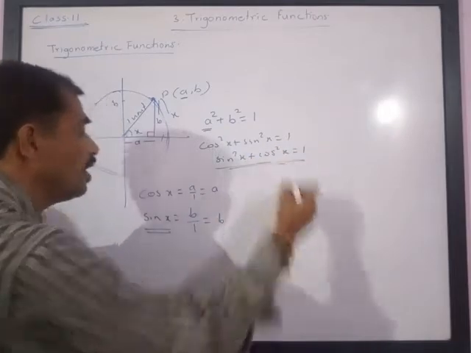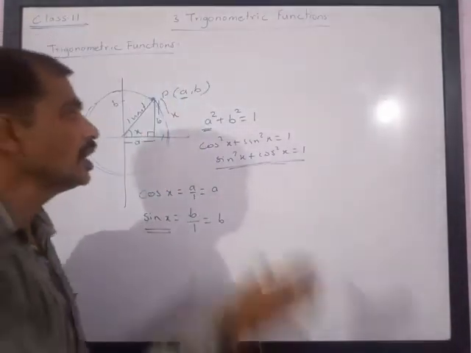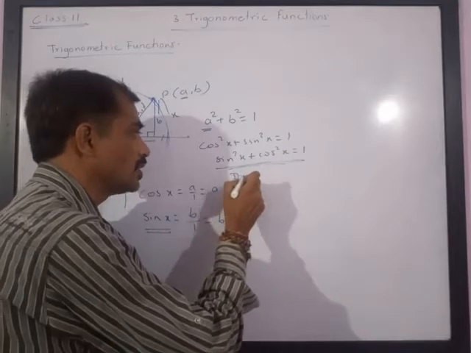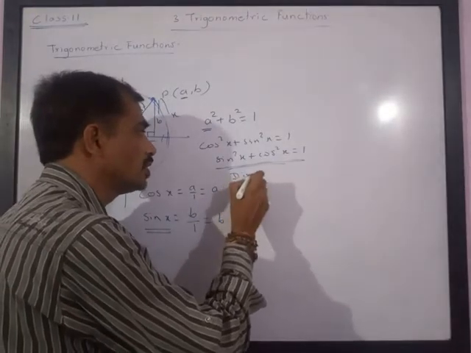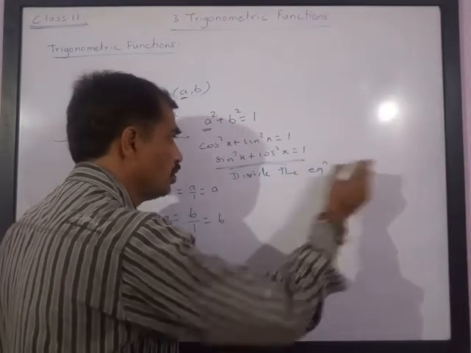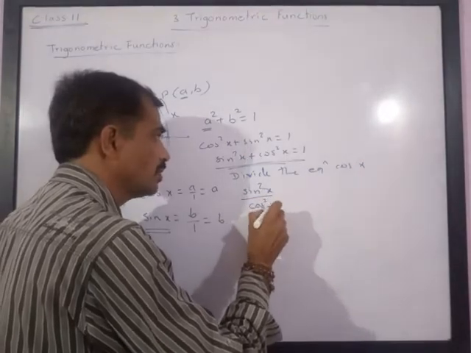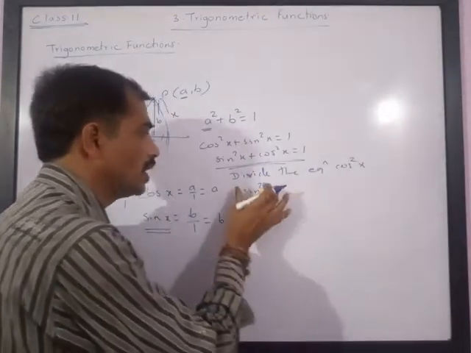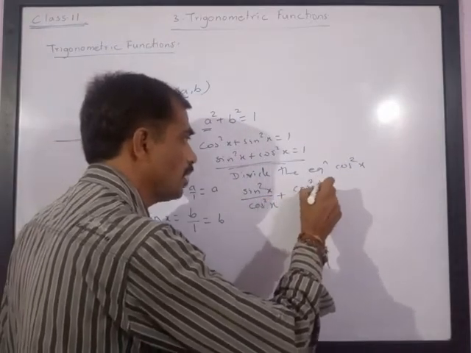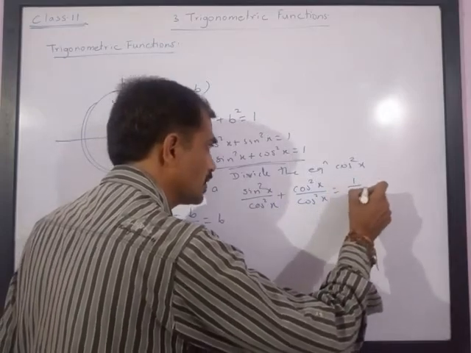So this identity we have already studied. Now let us study the other identities. If you divide this equation by cos square x, you will get sin square x divided by cos square x plus cos square x upon cos square x is equal to 1 upon cos square x.